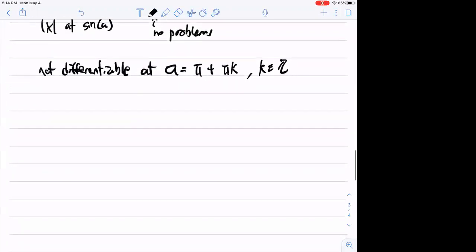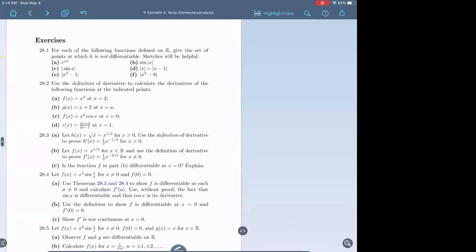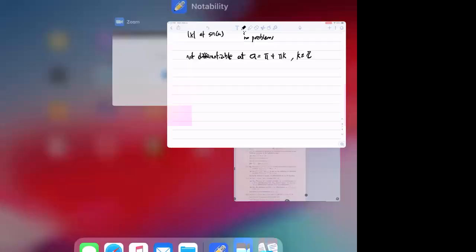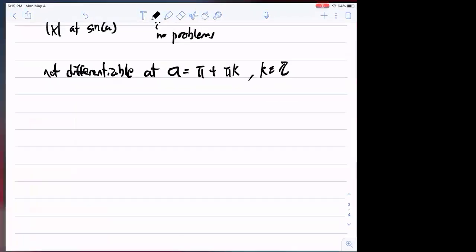Okay, let's get to some harder stuff. So let's do 28.2. Let's practice definitions. We all know intuitively, for a, the derivative of x cubed is 3x squared, and then you plug in 2, you get 12, right? But you can't really do that. You have to use the definition. So this was 28.2a. Okay.